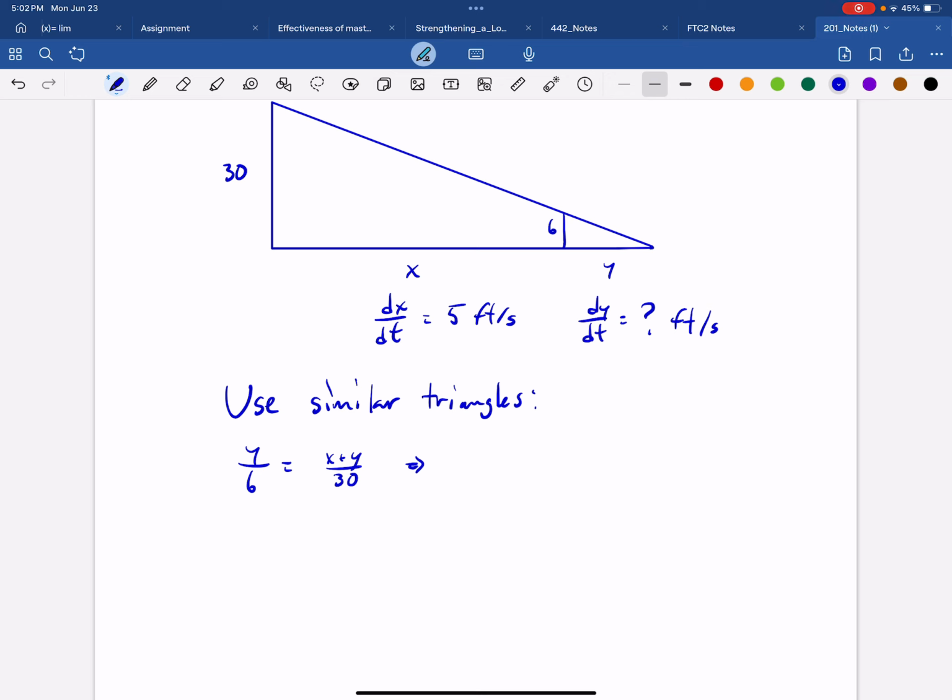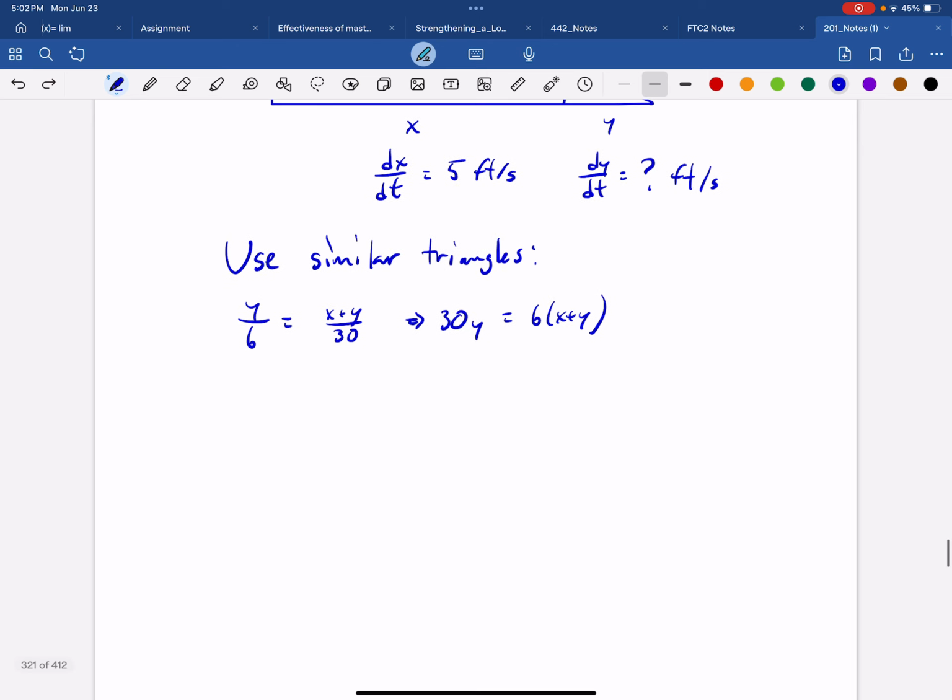We're going to get 30y equals 6 times the quantity x plus y. I just cross-multiplied. And that, in turn, implies that if we distribute this 6 and then subtract, we get 24y equals 6x. And then this implies that 4y equals x. And actually, it might even be better to say y equals x over 4.